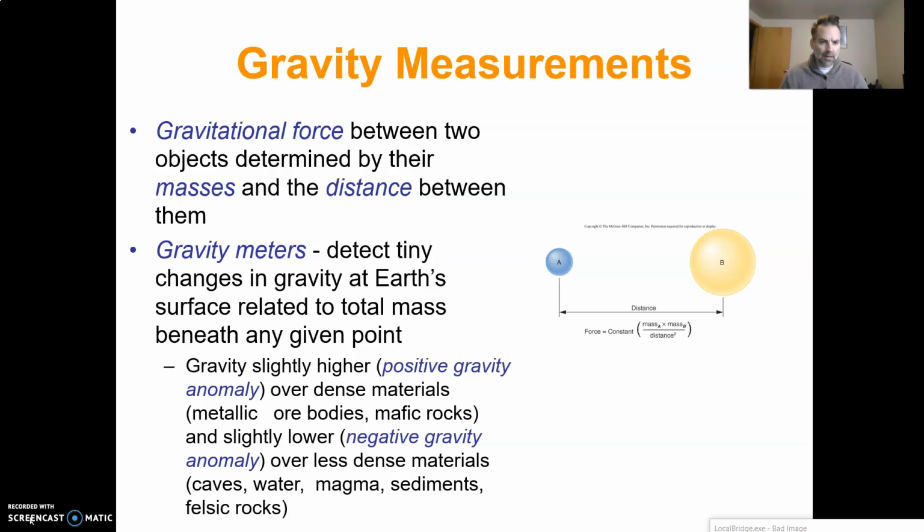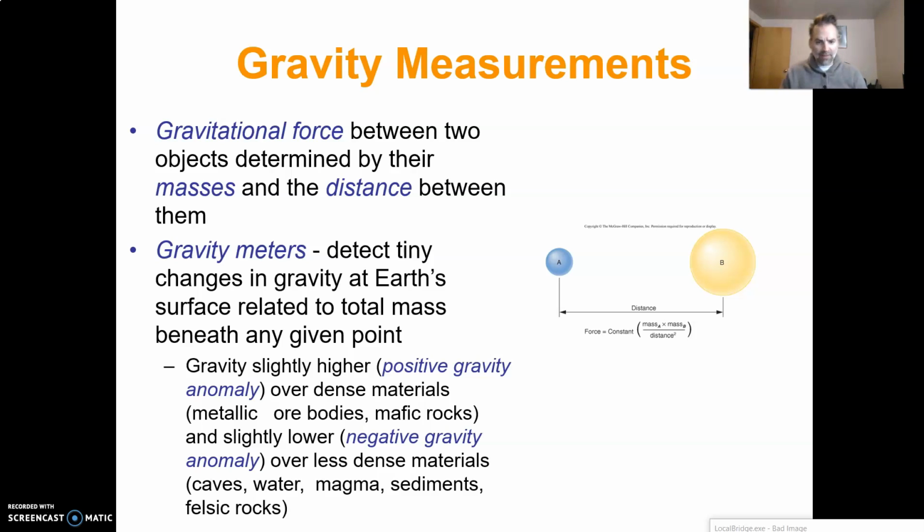So I want to briefly talk about what this means: a gravitational force between two objects. For instance, you could have the Earth, or the Earth and the Sun, A and B, and it's determined by their masses and the distance between them.